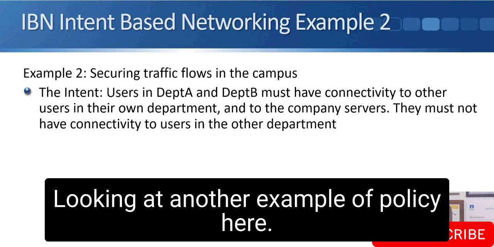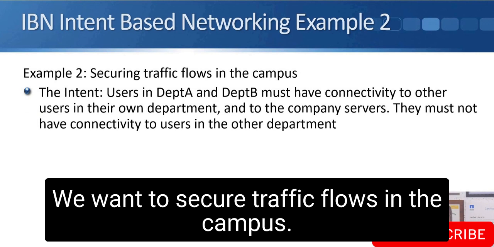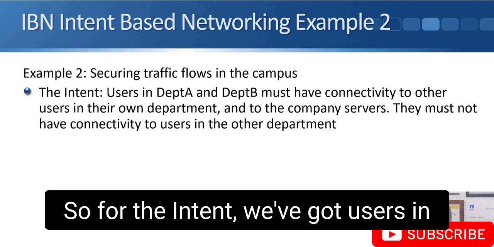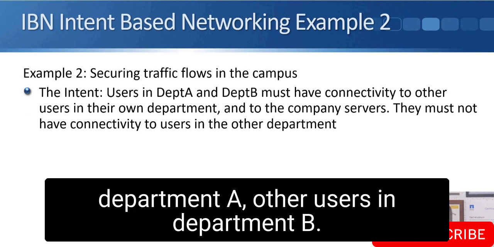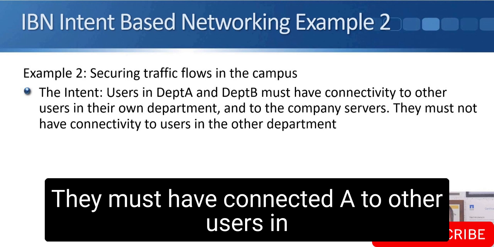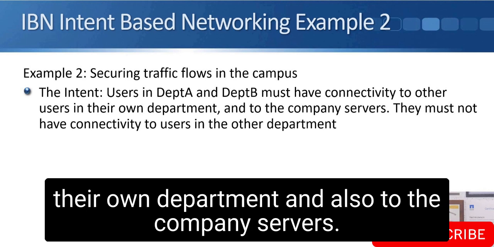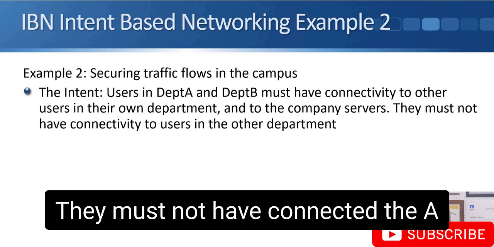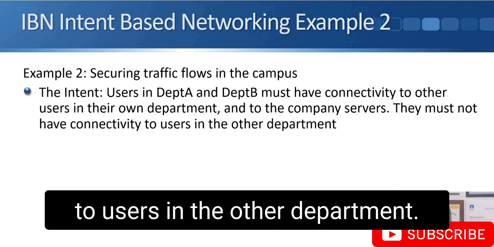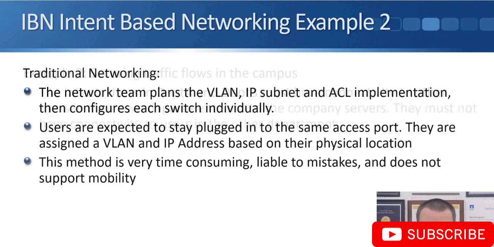Looking at another example of policy. Here we want to secure traffic flows in the campus. So for the intent, we've got users in Department A, other users in Department B. They must have connectivity to other users in their own department and also to the company servers. They must not have connectivity to users in the other department.